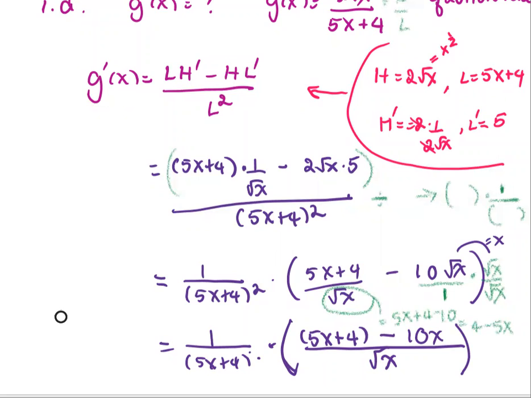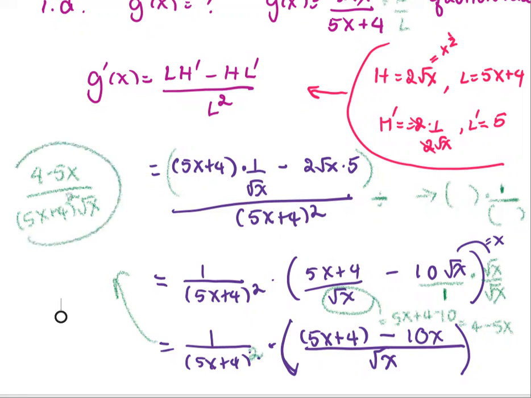And after that, we just regroup them as one nice looking form of the solution to get g prime as 4 minus 5x, all divided by the quantity 5x plus 4 multiplied by square root x. Actually, this is power 2. This is power 2. So this is the answer.